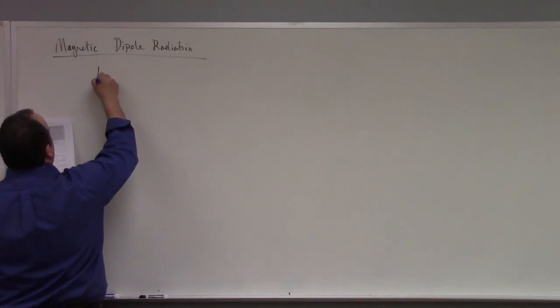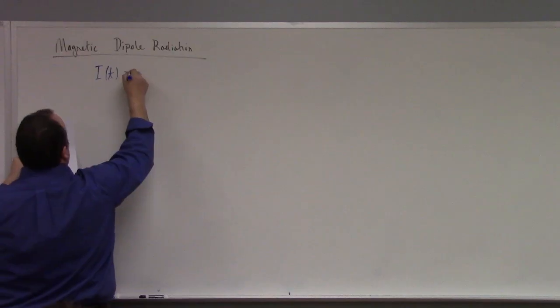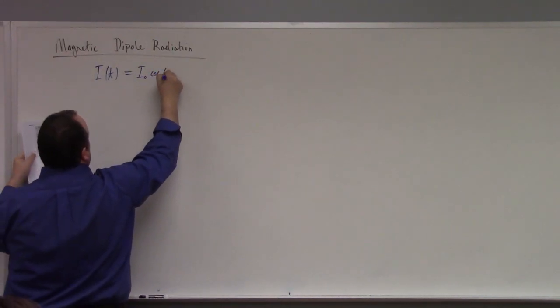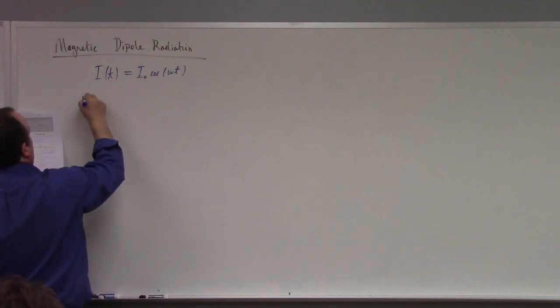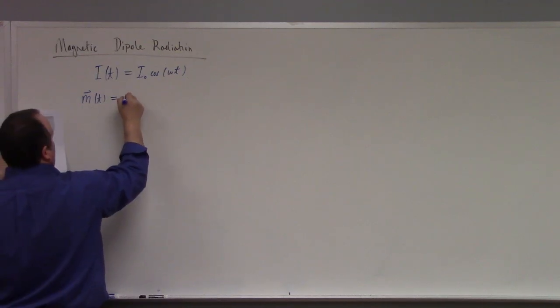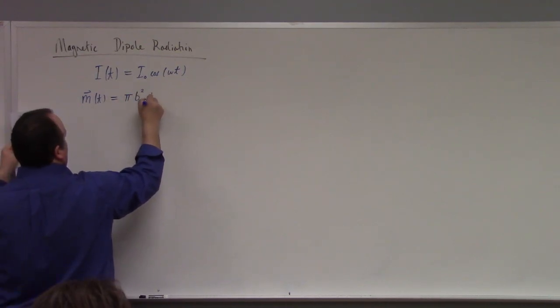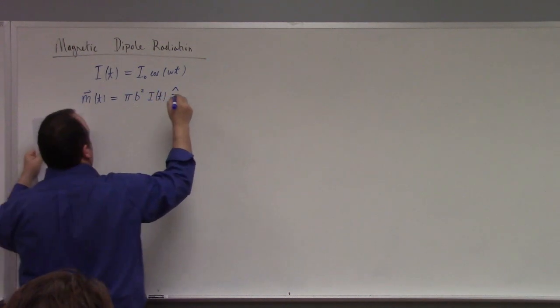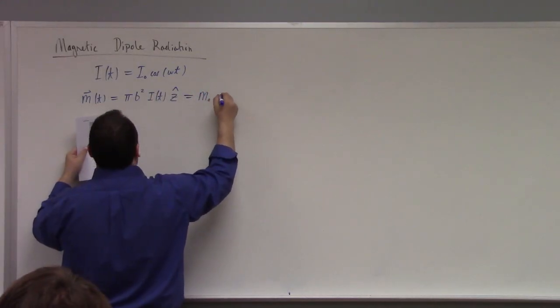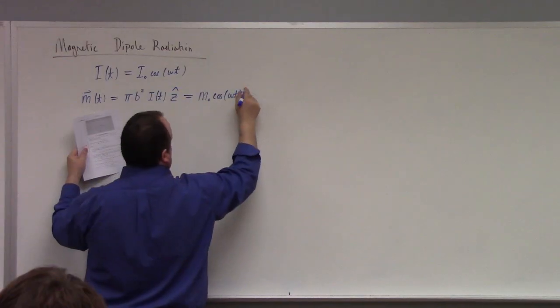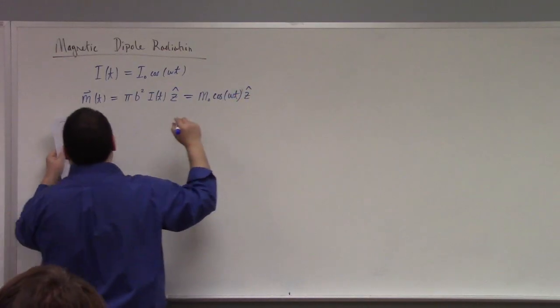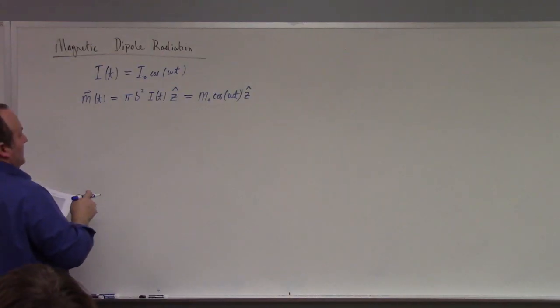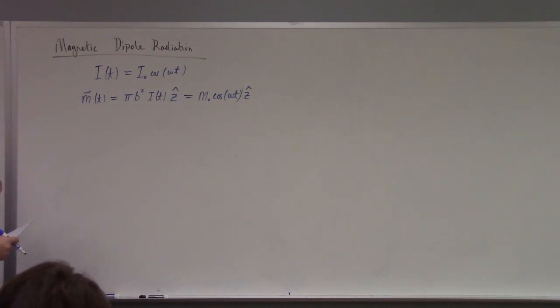So he says, you look at a current that's given by I naught cosine omega t, and then your dipole moment m of t is given by something like pi b squared I of t z hat, which of course we could write as m naught cosine omega t z hat. He says, suppose we have a wire loop of radius b around which we drive an alternating current. That's his setup, all right?